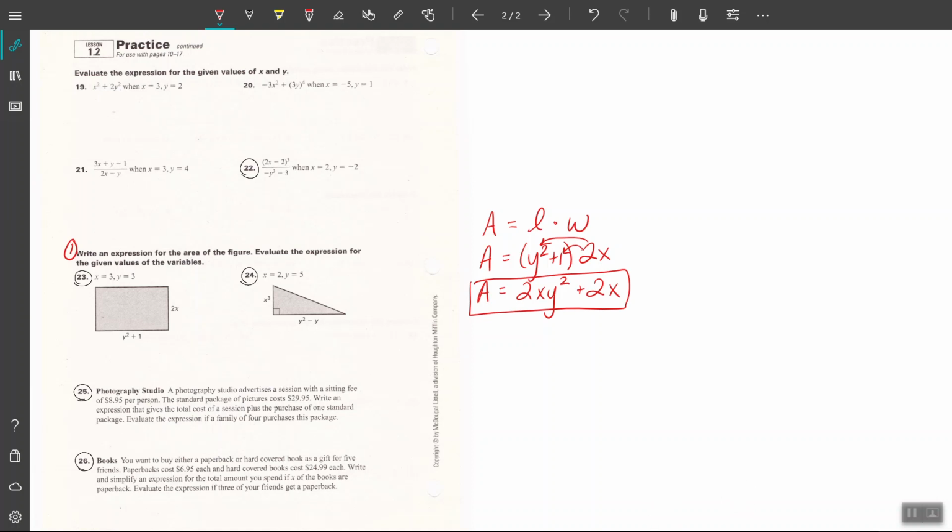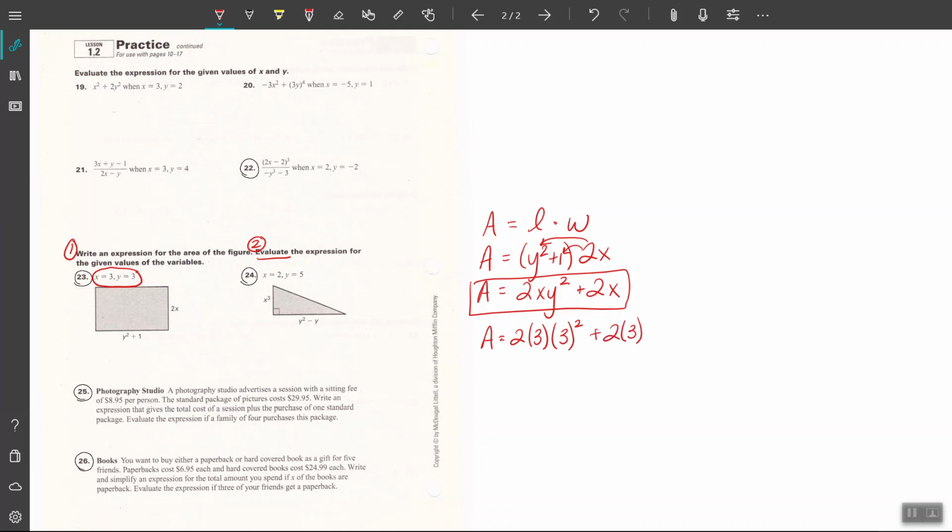The second thing they asked us to do is in the second sentence here: evaluate the expression for the given values of the variable. Remember, every time you see the word evaluate, it just means find the value of. So we're going to find the value of this expression that we just came up with for the given values of the variable. And they gave us those right up here. Okay, so we'll just take those numbers, and I'm going to write this expression we came up with, but I'm going to sub in the value for those variables that they gave us.